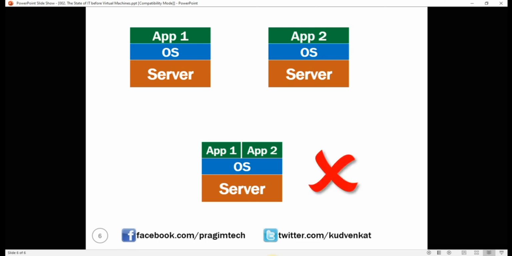This may be because this new application has different dependencies than the first application. Maybe it needs different version of the framework installed, or maybe it needs a different operating system altogether. Even worse, maybe both applications need access to the same resources or devices, which obviously results in resource conflicts. One way to solve this problem is to buy another physical server.